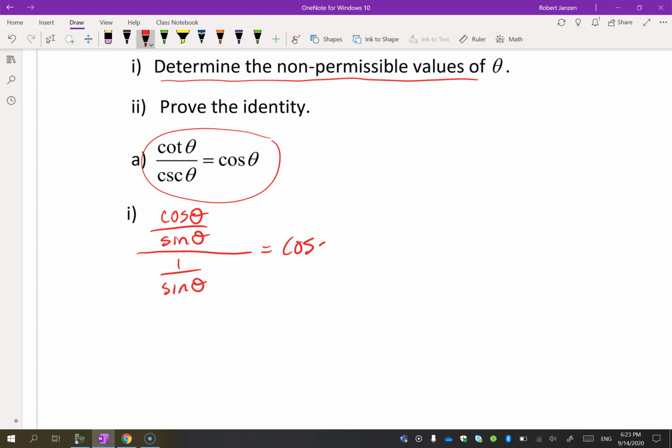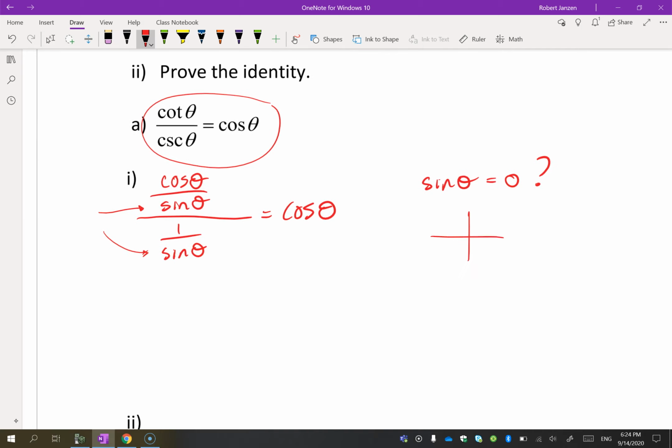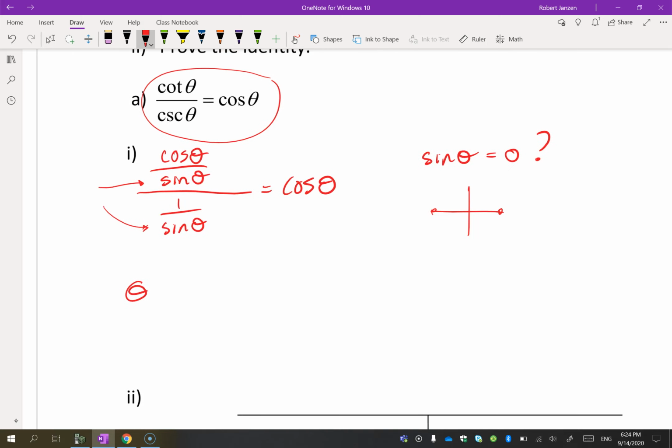And this is cos. So looking at this, I divide by sine here, and I'm actually dividing by sine here. And we know that you can't divide by 0. So the question is, where does sine equal 0? What would the values for theta be there? Well, sine is 0 here and here. So that means, okay, the question said, what are the non-permissible values?